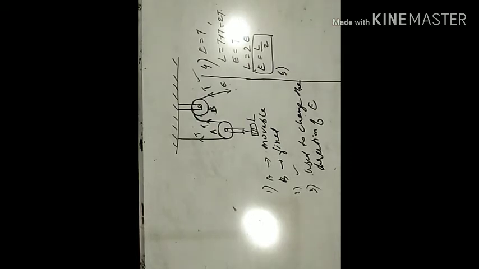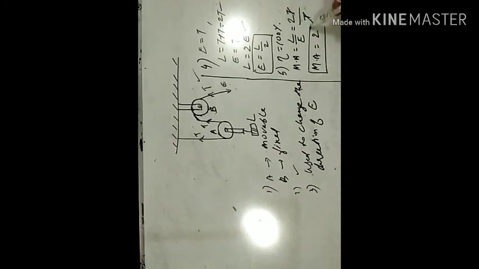Assuming the efficiency of the system is 100%. When the efficiency is 100%, it's an ideal case. What is the mechanical advantage? You have to find an expression for mechanical advantage. Mechanical advantage is equal to L by E.